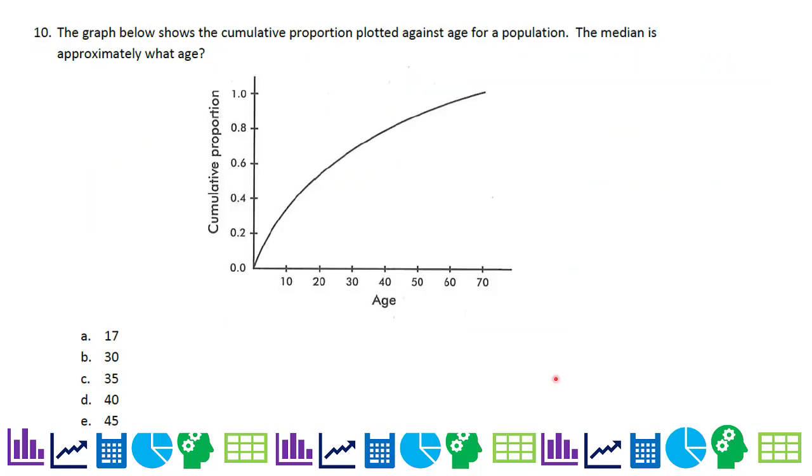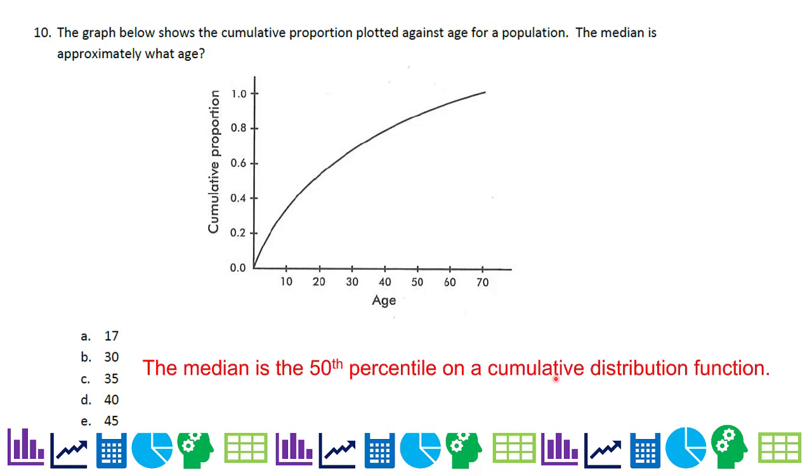Number 10, the graph below shows a cumulative proportion plotted against age for a population. The median is approximately what age? Well, the median is the 50th percentile on a cumulative distribution function. So I'm going to go here from the 50th percentile. Remember, here's the percentages here. It starts at 0 and it goes to 1.